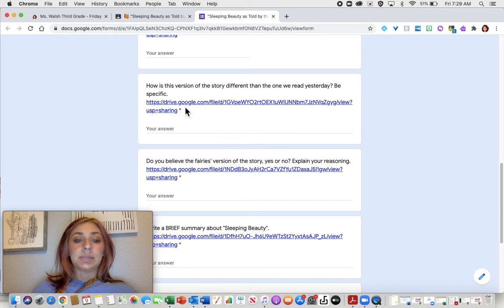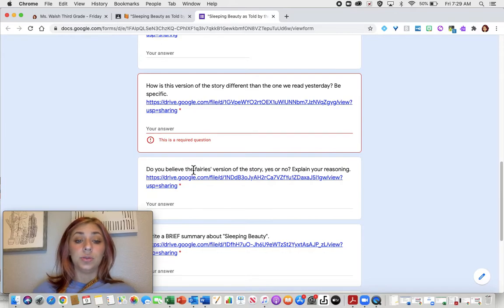Please make sure you're paying attention to these questions here. How is the version of the story different from the one we read yesterday? So we read Sleeping Beauty yesterday, so I'd like for you to be really specific about how it is different. And then you're going to see this question here. Do you believe the fairy's version of the story? Yes or no? Explain your reasoning.